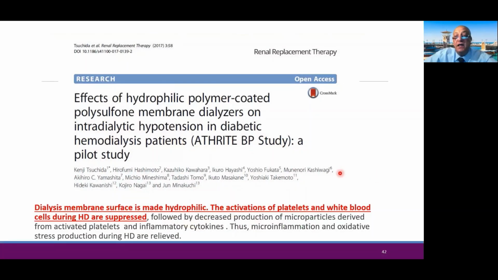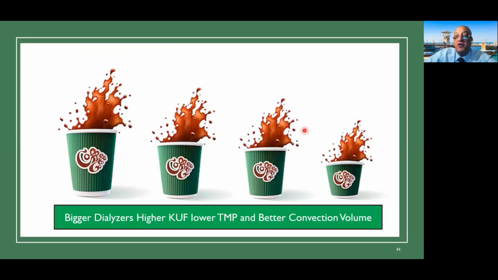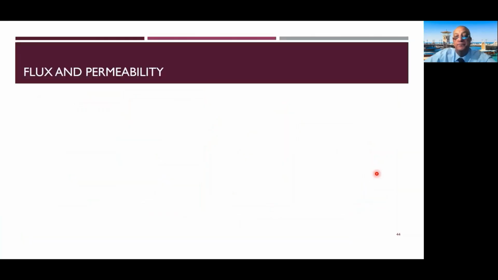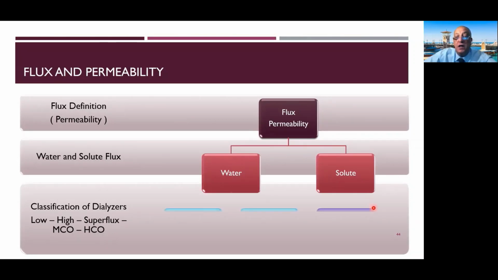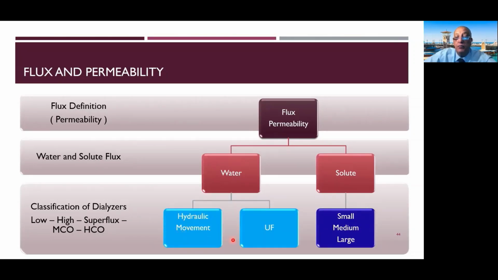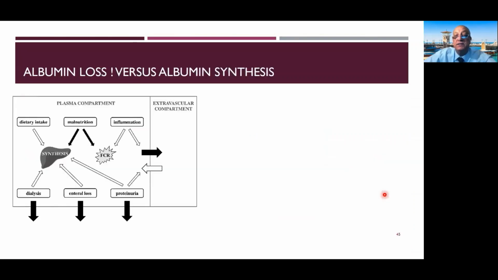So hydrophilicity is generally more accepted than hydrophobic criteria, and choosing the bigger dialyzer is important in hemodiafiltration, especially to have more filtration effect and more convection volume required. So in conclusion, in this part, the filter or fiber criteria are defined as permeability or flux, and flux means water and solid. Water defines the hydraulic movement of water with the UF or ultrafiltration coefficient, while the permeability of solid means achieving different molecular weight sizes.